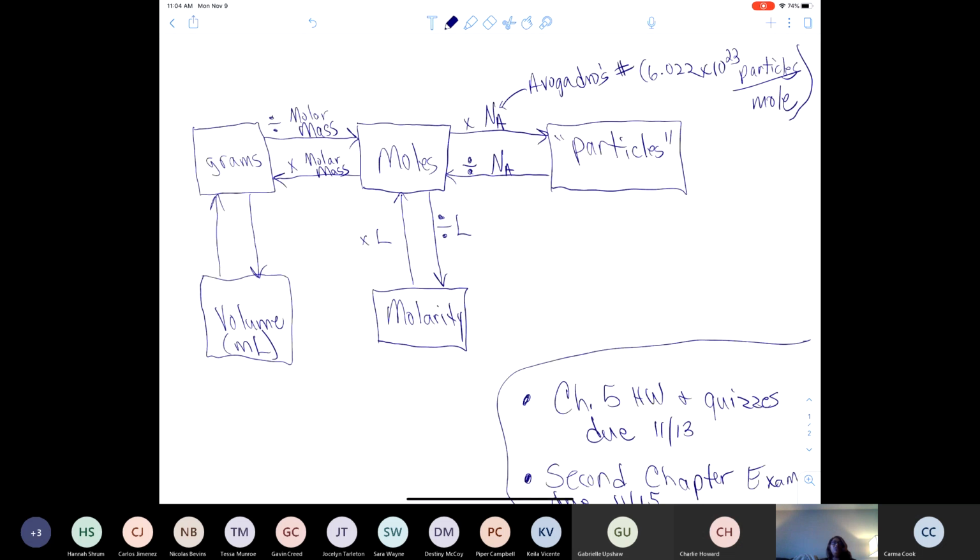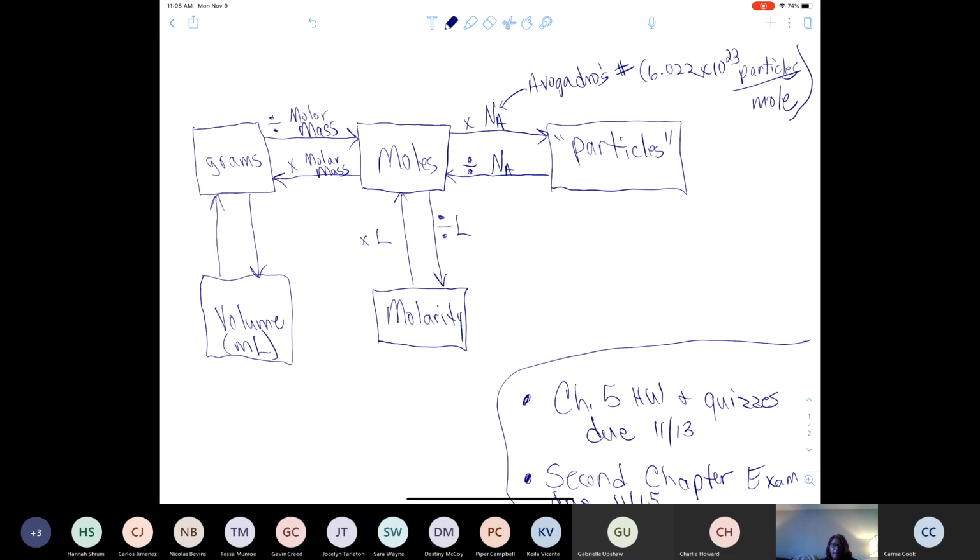If you don't have one of these drawn on a piece of paper in your 3-ring binder, I would suggest you have one of these drawn. This will help you out tremendously while you're taking your exam. It just gives you a quick reference as to how to go about converting between units, grams and moles, between moles and particles, so on and so forth. And then there's some extras I have drawn here.